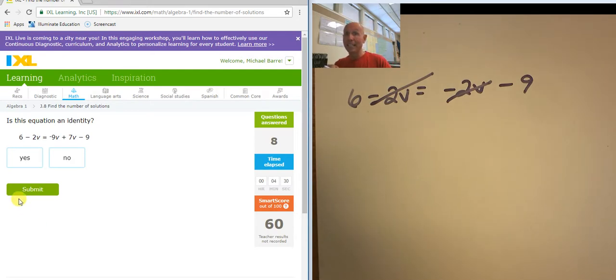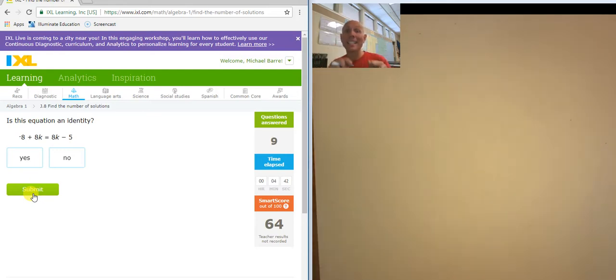So is it an identity? No, it's not an identity. Identities are the infinite solutions. Is it an identity? No, you're not an identity. You're a no solution. Is this an identity? First off, when it says is it an identity, it's saying is it infinite? Are the k's going to cancel? Yes. Is it infinite? No, it's not infinite. It's a no solution. Therefore, it is not an identity.